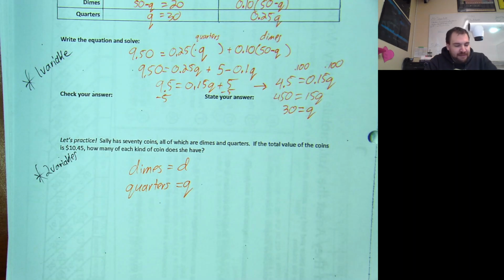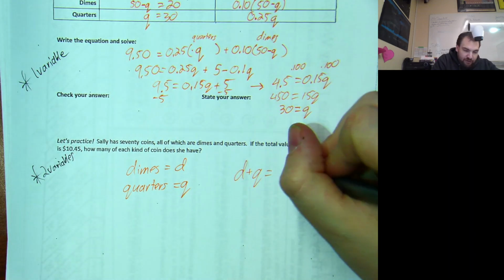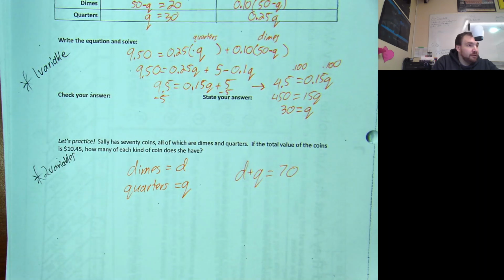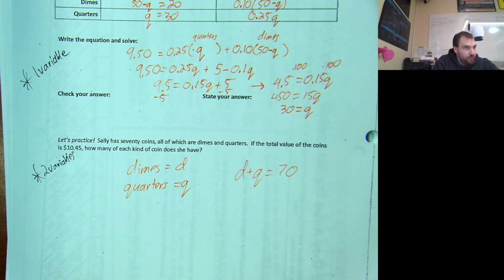Now, what do I know about my dimes and quarters? Dimes plus quarters is going to give me what, Rebecca? 10.45 dollars. Actually, no. The value of my dimes plus the value of my quarters is going to give me 10.45. But what do I, sorry, Carolyn? 70. Because I've got 70 coins total. So I'm going to say, well, D plus Q equals 70, because D just represents the number of dimes and Q represents the number of quarters.